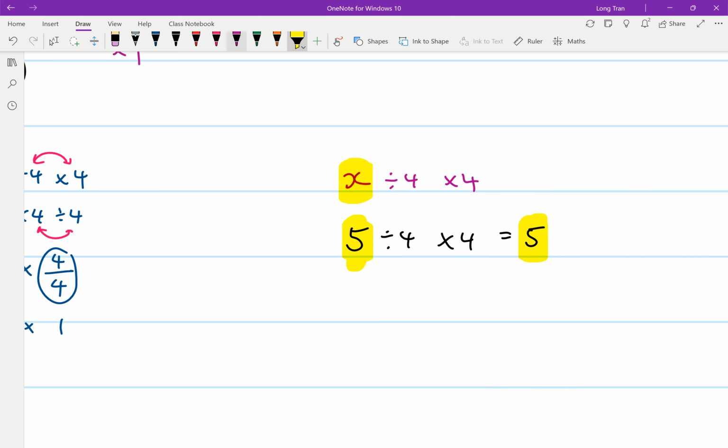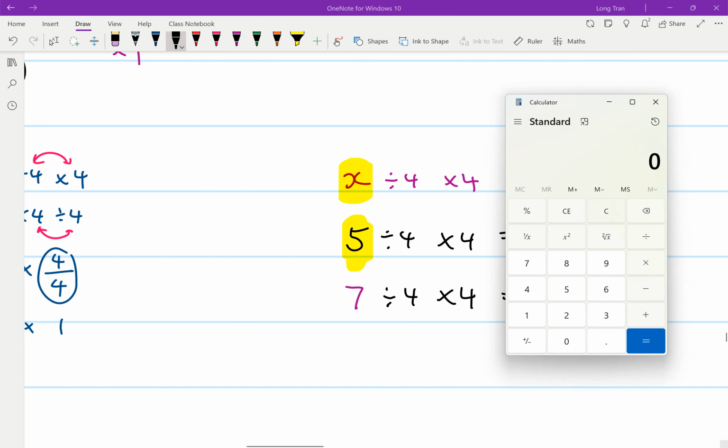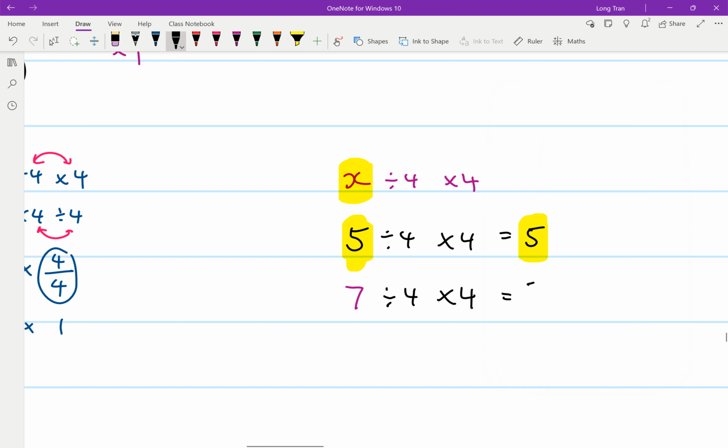Watch what happens if I change this to now 7. 7 divide 4 and then times 4. Let's see what this equals to. Okay, so let's see the pattern. I hope that you can see the pattern here. 7 divide 4 and then times 4. Look, it equals 7 again. So, are you starting to see a pattern here? I'm going to pick now a really random number. I'm going to do 101.72. And I'm going to say divide 4 and then times 4. What do you think the answer is going to be? Have a think. What's the pattern?